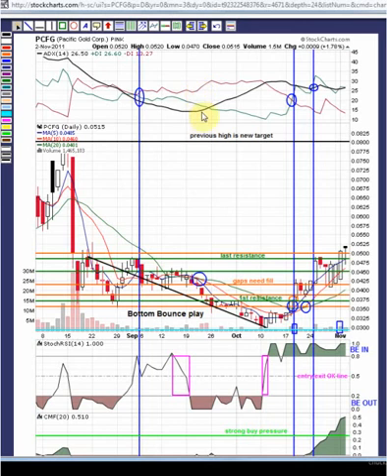And if you go down the chart and look at what happened with the price, you will see that there is an early signal telling you to exit, but it was not confirmed back here.